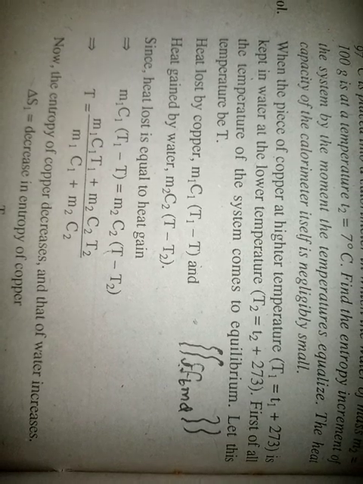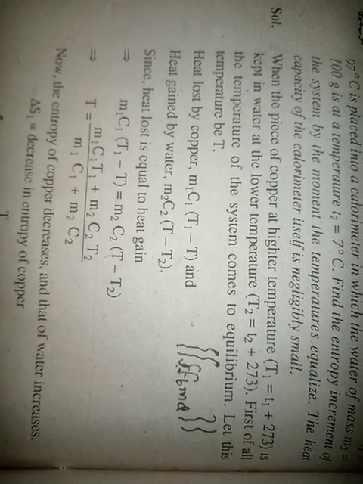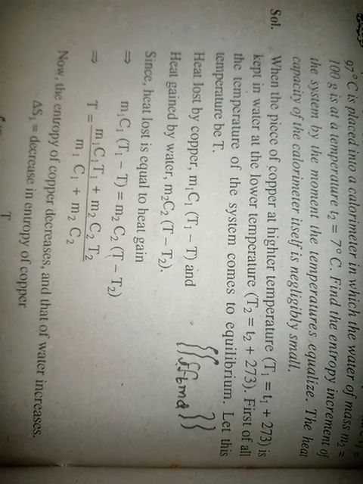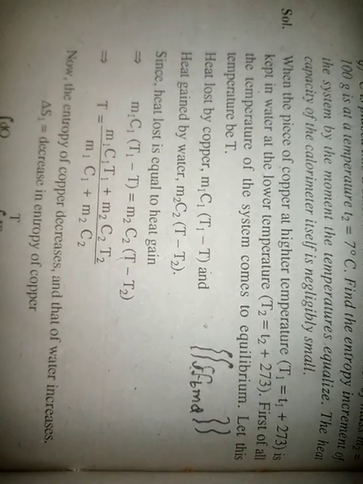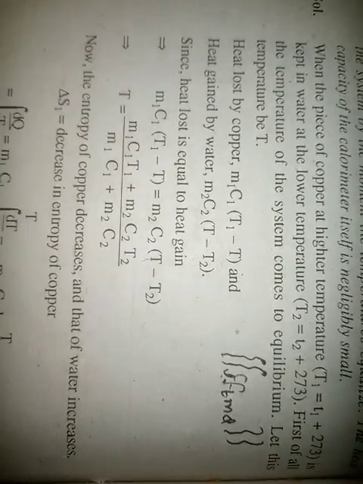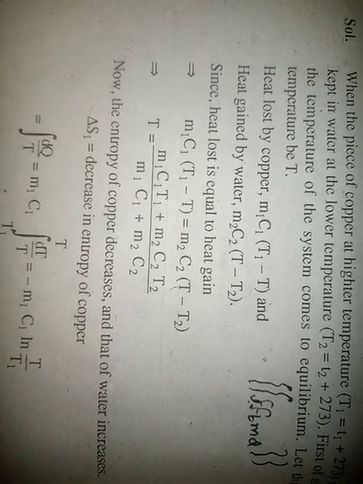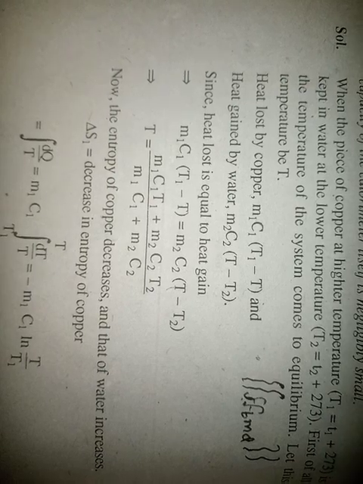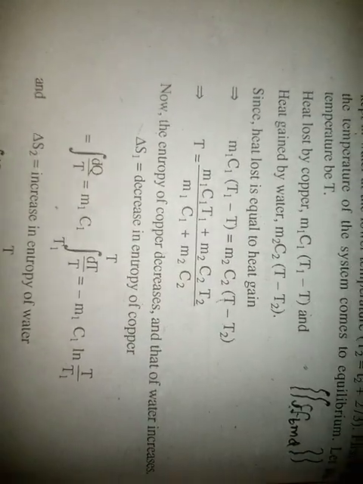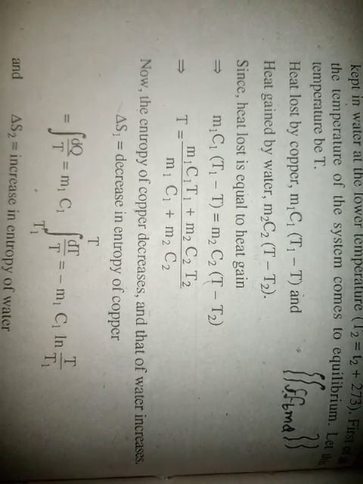The piece of copper at higher temperature T1 equals T1 plus 273 Kelvin is kept in water at the lower temperature T2 equals T2 plus 273 Kelvin. First, the temperature of the system comes to equilibrium. Let this be at temperature T. Heat lost by copper is m1 c1 into T1 minus T, and heat gained by water is m2 into c2 into T minus T2. This implies T equals m1 c1 T1 plus m2 c2 T2 divided by m1 c1 plus m2 c2.